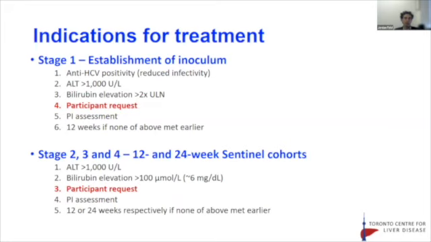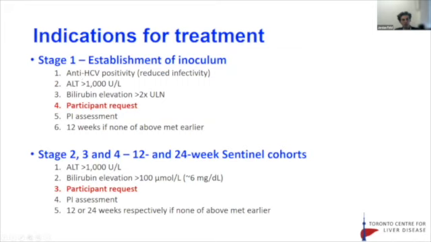And this is something that we have thought a lot about. And again, no right answers here. I think early on with this first stage, we want to be pretty careful. So really significant ALT elevation, or really almost any bilirubin elevation. And importantly, of course, participant request. And in this case, if the person becomes antibody positive, we would treat them.